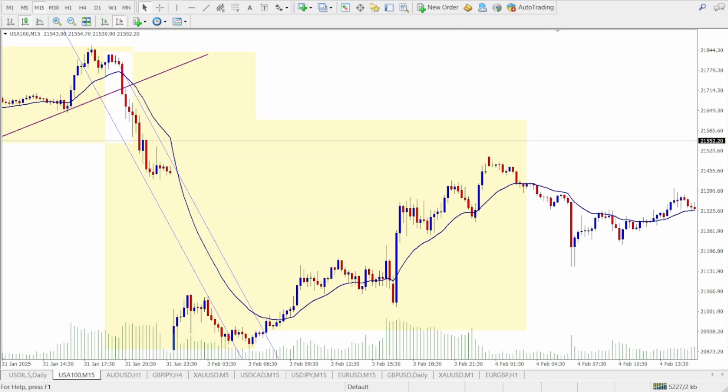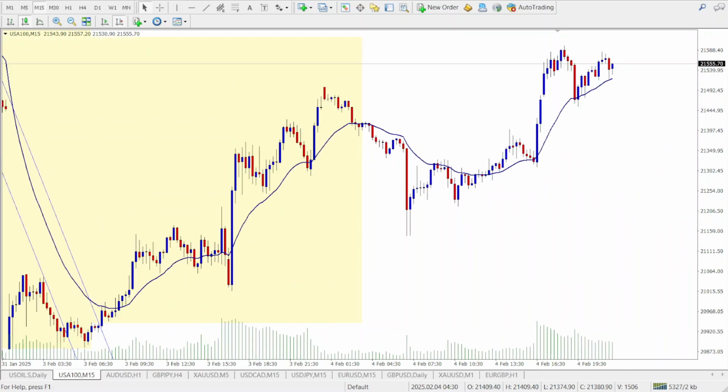Just because the price crosses the 20 EMA doesn't mean that it is a strong trend, or rather a strong signal. Always look for confirmation from price action or other indicators. It's very important. And also avoid trading in ranging markets, right?